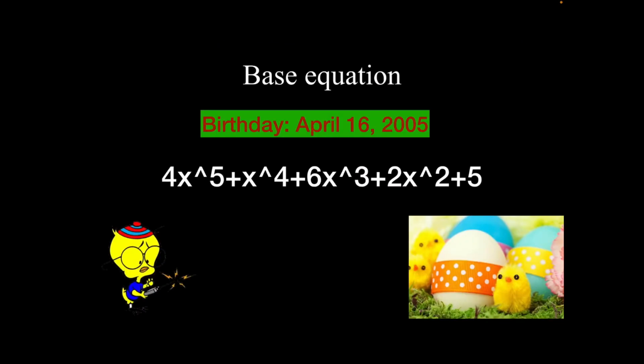For my base equation, I got 4x to the 5th plus x to the 4th plus 6x to the 3rd plus 2x to the 2nd plus 5. This is because my birthday is on April 16th, 2005, and that is how I derived the equation.